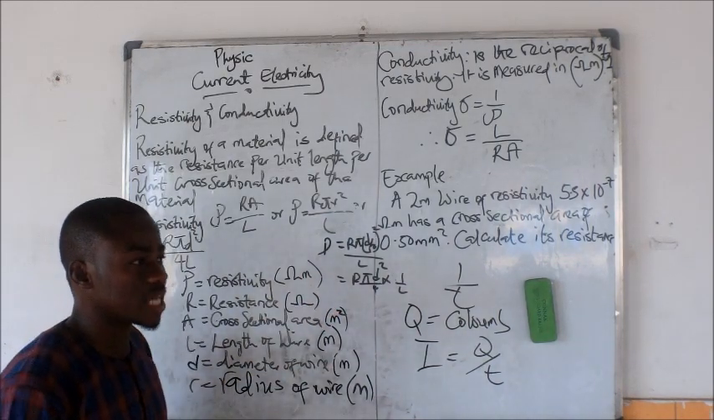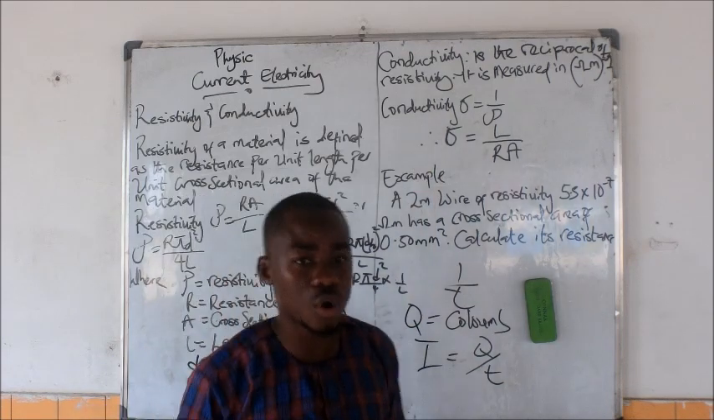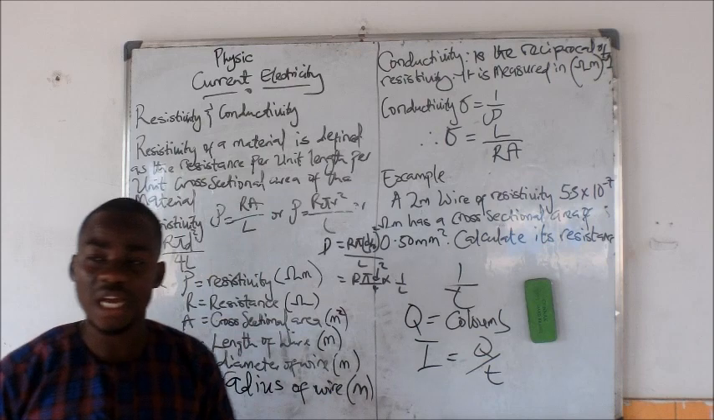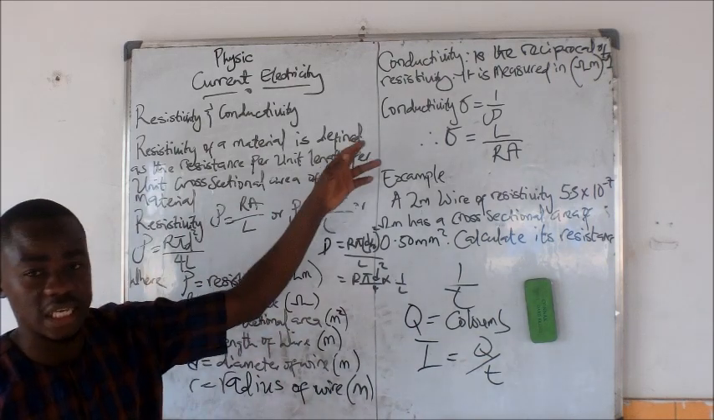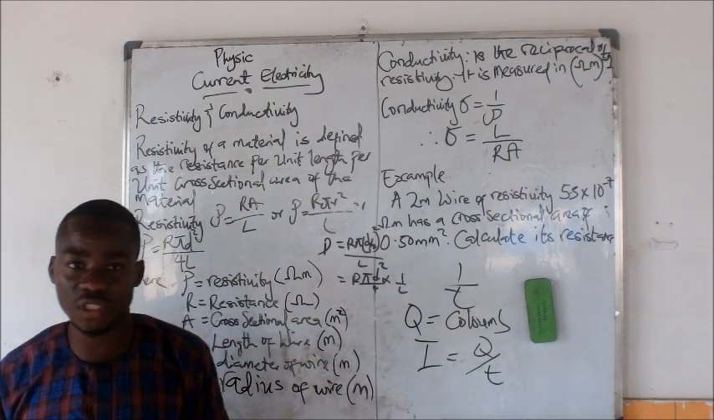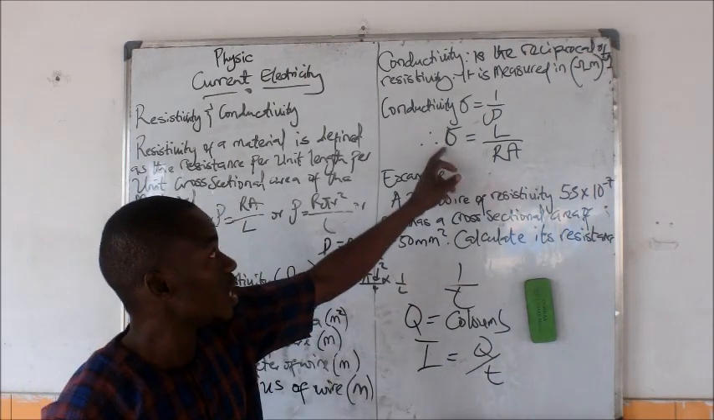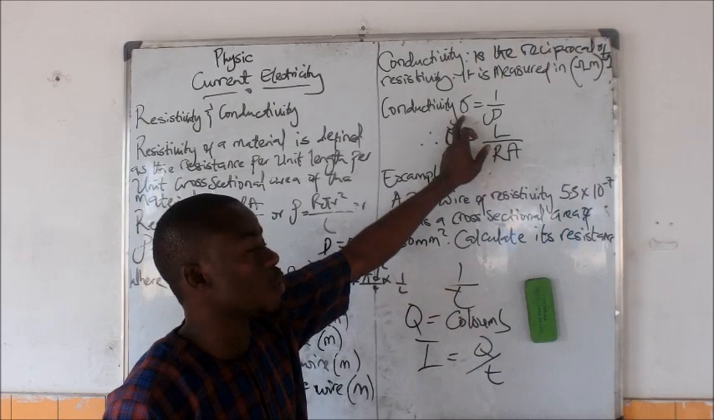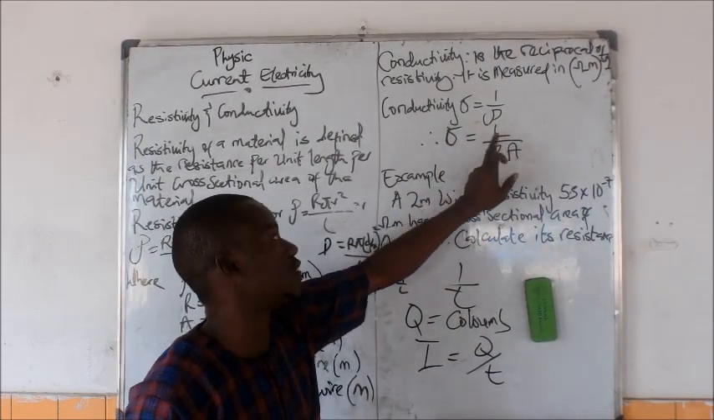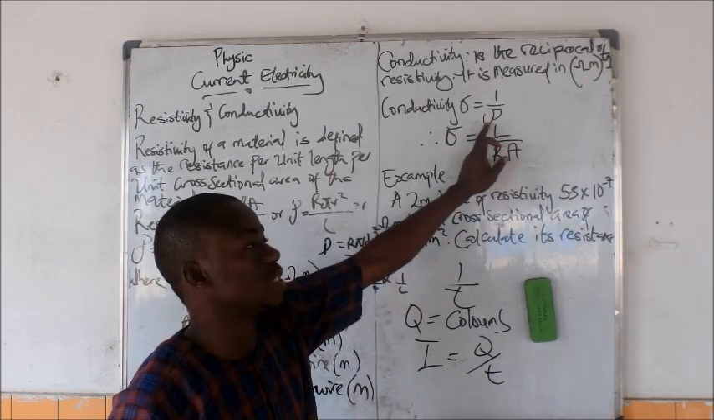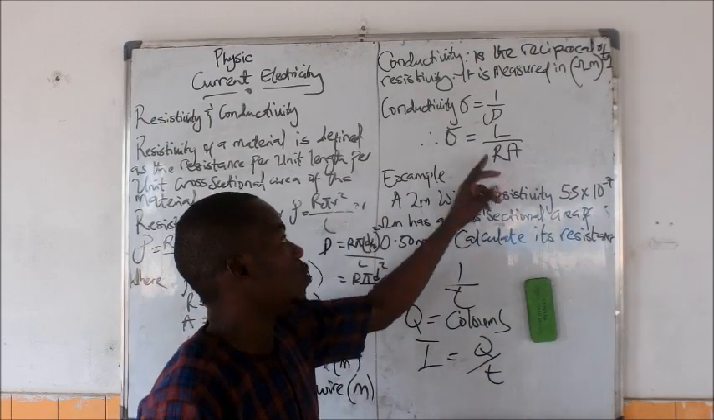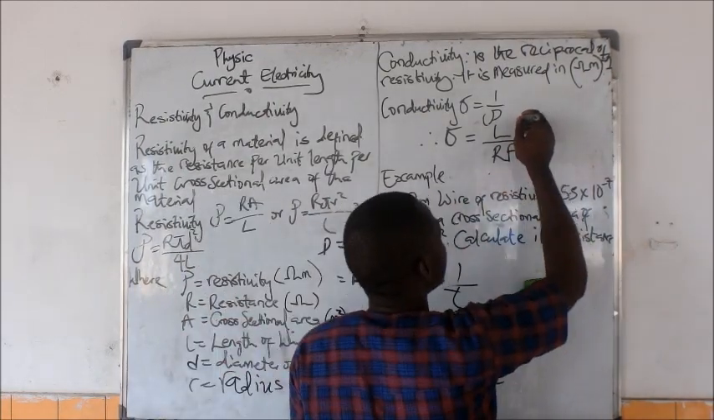Now another concept that's very, very important is conductivity. Conductivity is just the opposite of resistivity. That's why we said conductivity is just the reciprocal of resistivity. What we mean is that conductivity, which is denoted with this symbol, is equal to 1 over the resistivity.